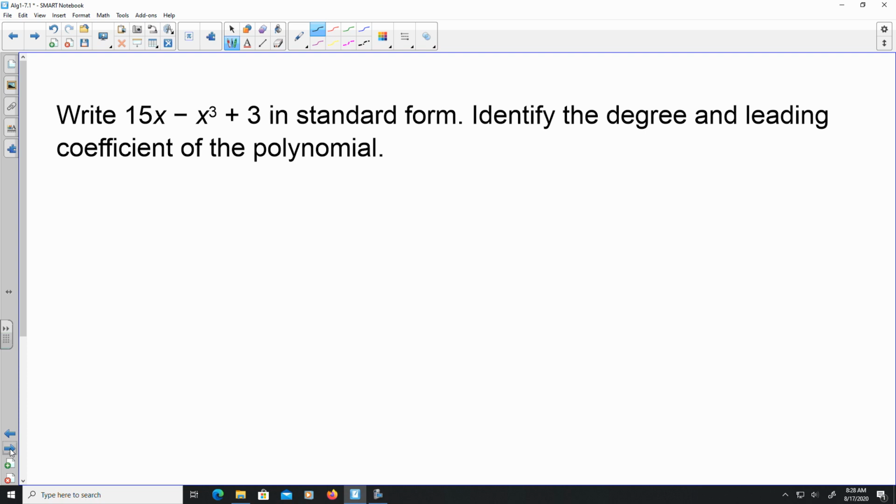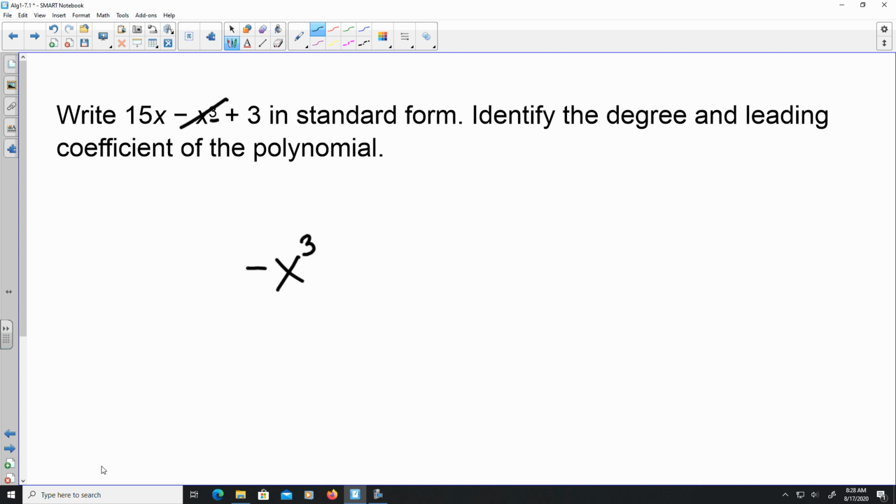So looking at this example here, they want you to write 15x minus x cubed plus 3 in standard form. They want you to identify the degree and lead coefficient of the polynomial. So what you're going to look at is, all right, what is the largest exponent? The largest exponent right here is 3, and that's attached to, in this case, the minus x cubed. So negative x to the third is going to be placed in front, and I'm just going to cross that out just to let myself know that it has already been taken care of.